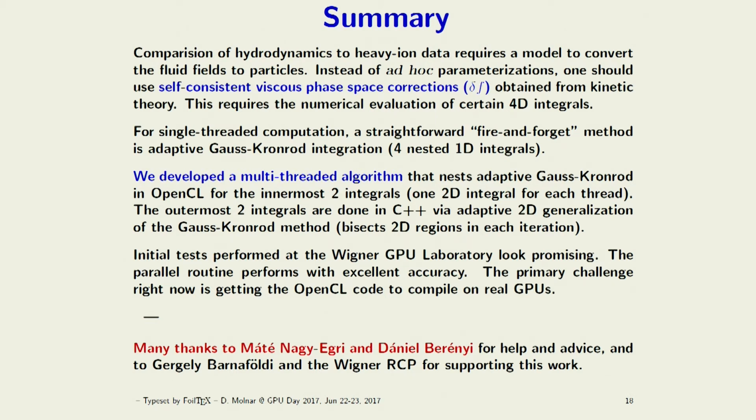But it's kind of exciting to do this on GPU, and we have a multi-threaded algorithm which could do 2 integrals in OpenCL innermost and 2 outermost integrals in C++, via this adaptive 2-dimensional Gauss-Kronrod that we invented. It looks nice, it looks promising. We would love to see this on GPUs, and hopefully this will happen. We tested this on GPUs. The accuracy is excellent so far.